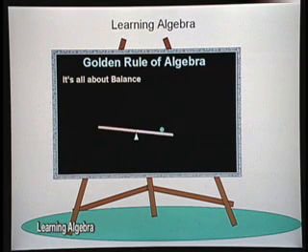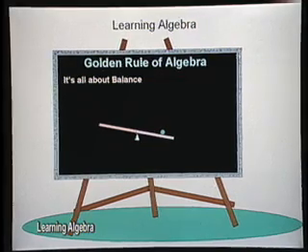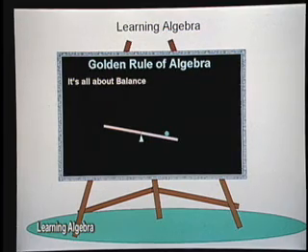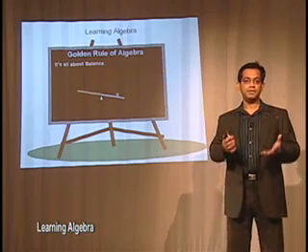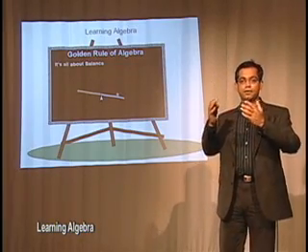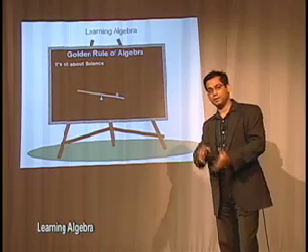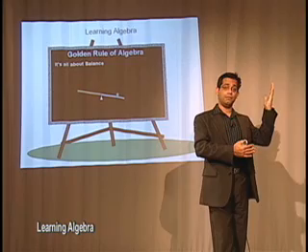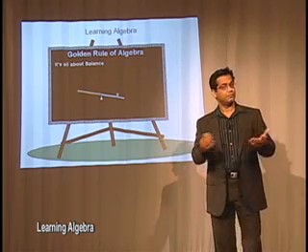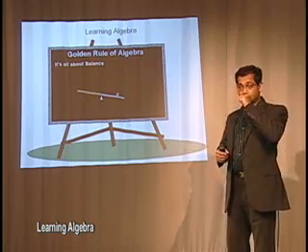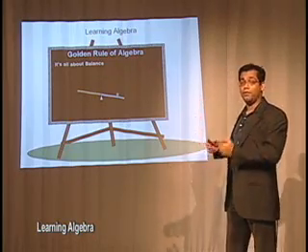This is our first golden rule of algebra. It's all about balance. You must have seen a seesaw in the real world, right? Let's say you put one object on one side of the seesaw: the side on which you have the object goes down, and the side which does not have the object will be up. So this equation is not solved. This seesaw is not balanced. Let's see how we can balance it out.